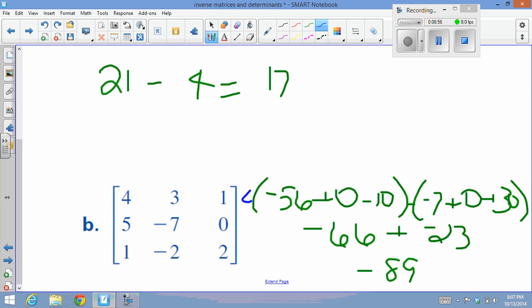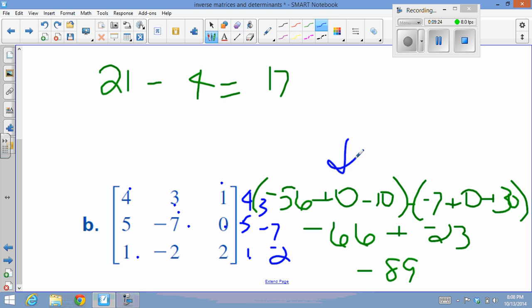When I do this one, I'm going to have my matrix, and then you could sort of imagine that I have a 4, the 5, and the 1, and the 3, the -7, and the -2 written again. So when I go to multiply, I would multiply the 1, the -7, and the 1. Oops, sorry, I'm going the wrong direction here. My goodness. I'm doing the 4 times the -7 times the 2 to give me -56. And then the 3, the 0, and the 1 to give me 0. And then the 1, the 5, and the -2 to give me -10. So that's where that comes from.